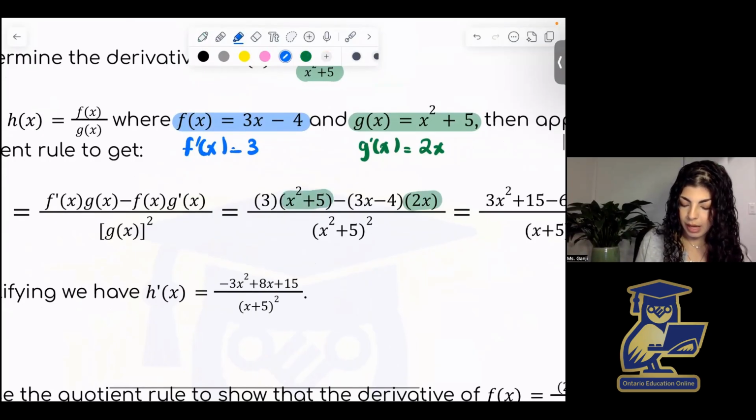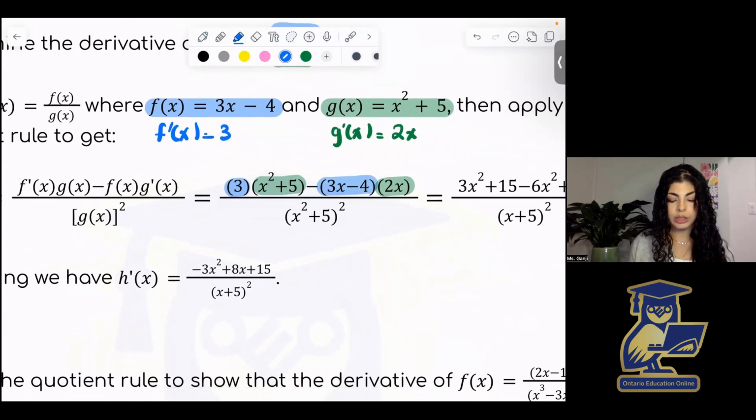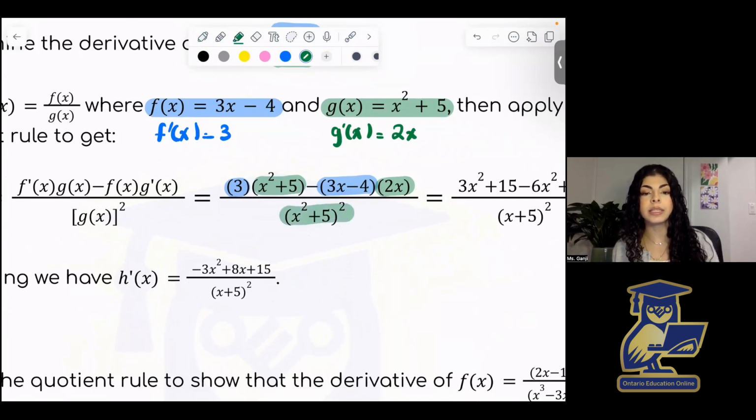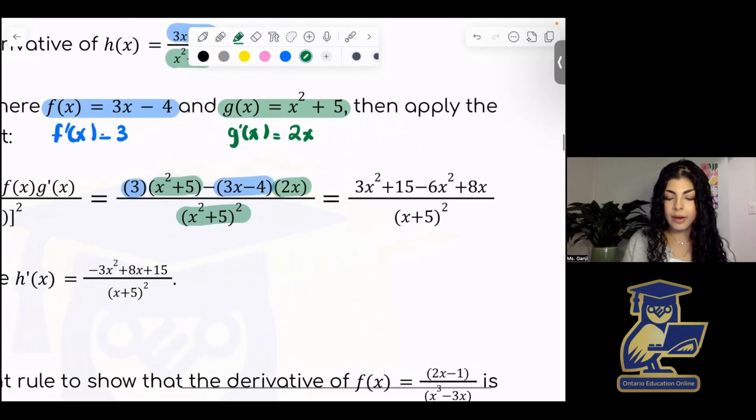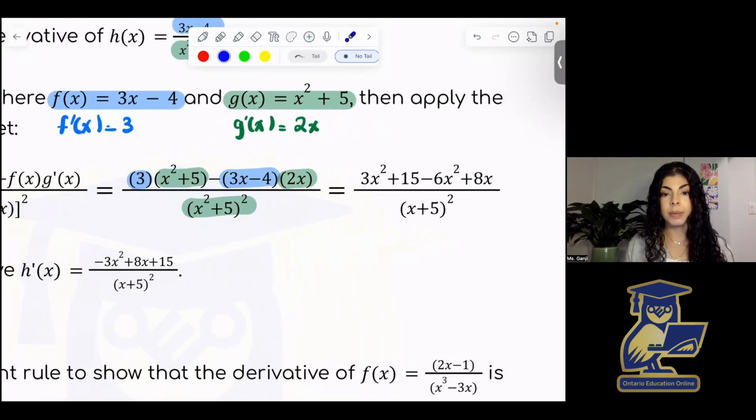And then here we have the 3x minus 4 and its derivative, which is 3. And in my denominator, I have g of x squared, so x squared plus 5 is now just squared. And now I'm just expanding here for my numerator. So I will end up with 3x squared plus 15 minus 6x squared plus 8x. And this is just coming from here.